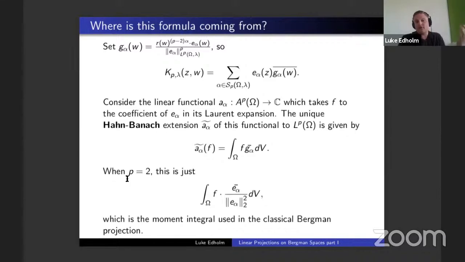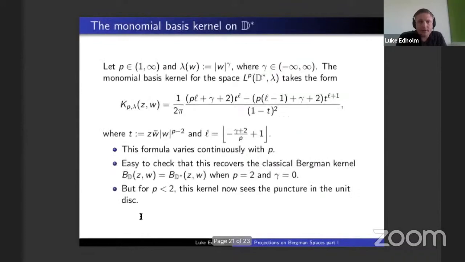Okay. And of course, when P is 2, this is just this, which is the moment integral that's used in the classical Bergman projection here. So we're building this up from these Hahn-Banach extensions of coefficient functionals in the AP space as opposed to the A2 space.